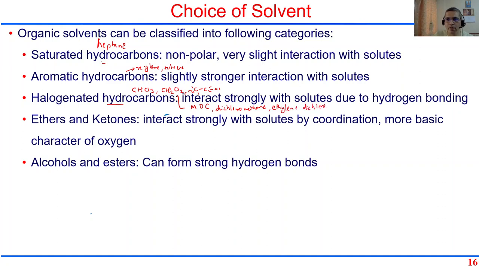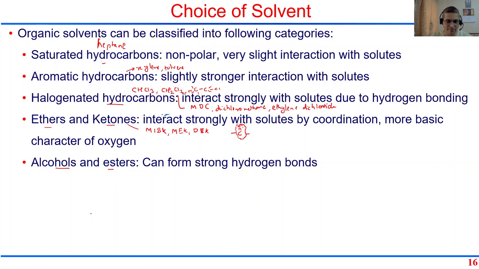So these are the halogenated compounds. Or you could have ethers and ketones. You could have diethyl ether, for example, or a ketone like MIBK, methyl isobutyl ketone, or methyl ethyl ketone, or diethyl ketone. In ketone compounds you have a C double bond O C. This C=O bond is more polar, and the lone pairs on the oxygen can interact with the solutes. Or you could have alcohols and esters.